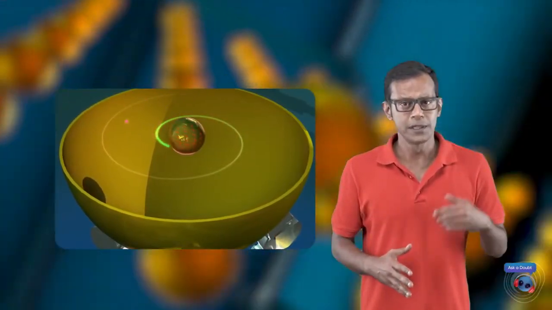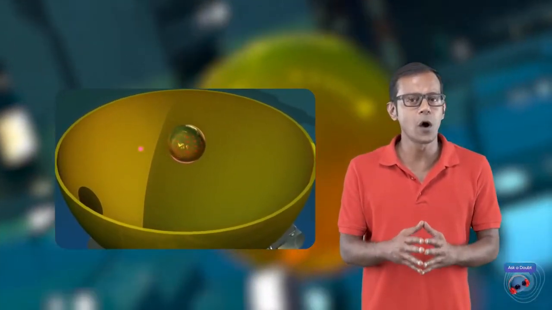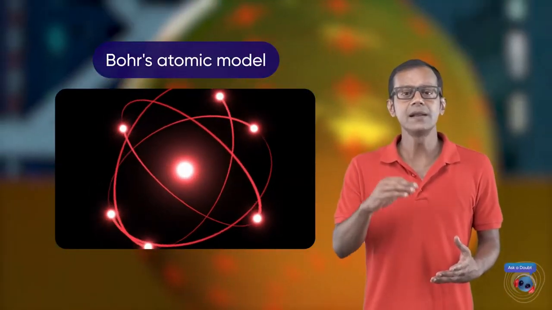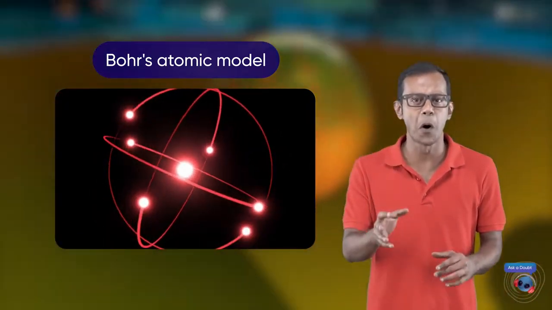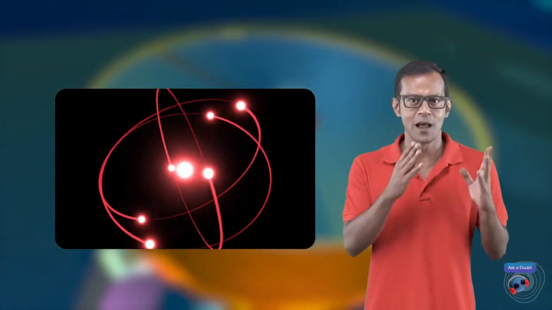Now you know that Rutherford's model could not explain the stability of an atom. A scientist named Bohr made an attempt to overcome the shortcomings in all of these models. Let's find out about his model in our upcoming videos.